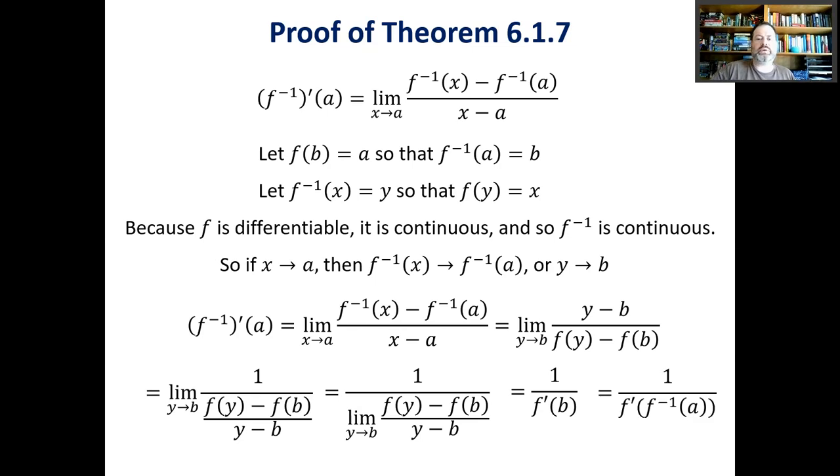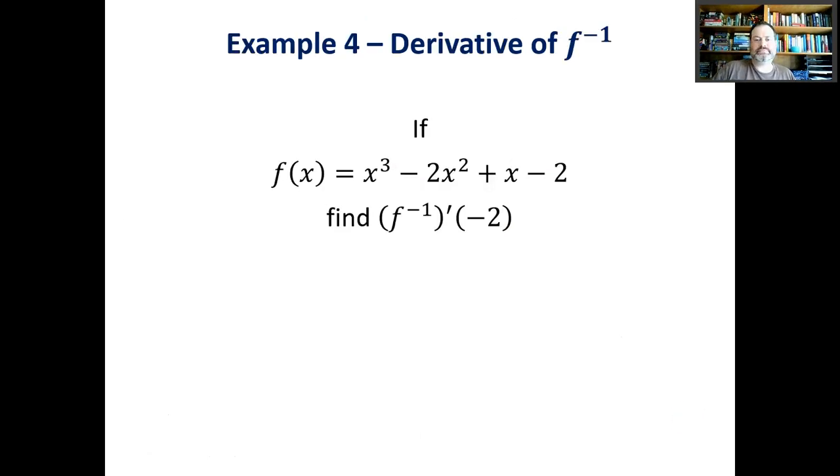And then what we do is we replace b with what we named it up here, which is f inverse of a. So there you go. So it's 1 over f prime of f inverse of a. All right, so let's use this to do a homework problem.